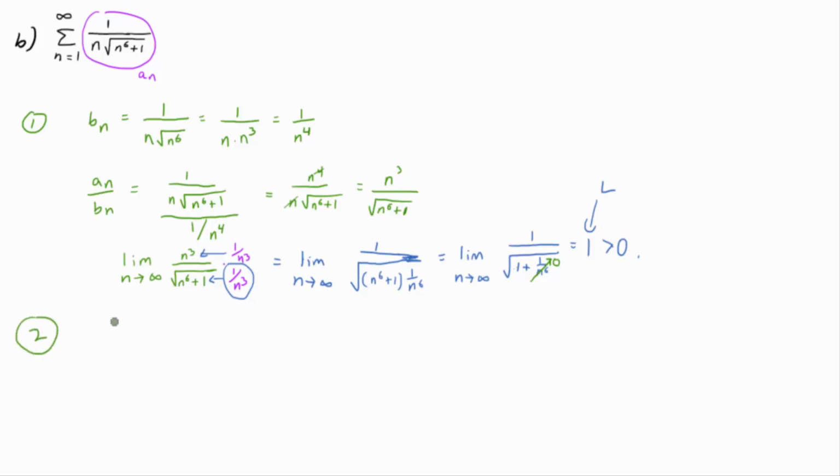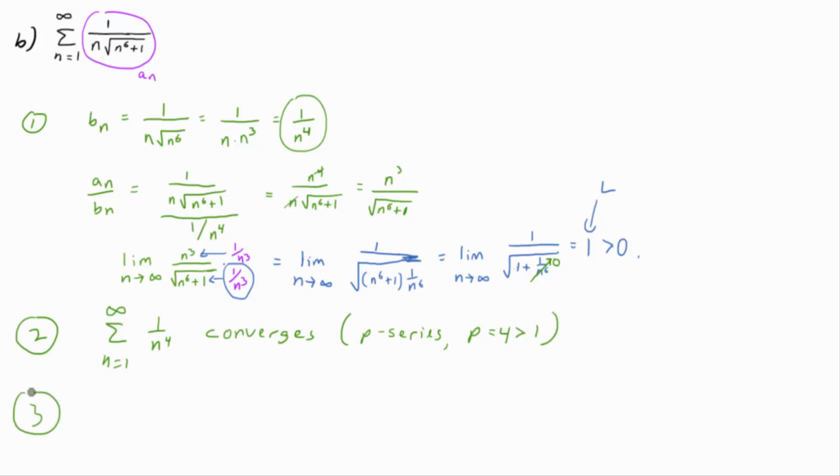Step 2, okay, you should already know what's going to happen. You're going to take the sum of what? N equals 1 to infinity. The simpler function. What does that do? Converges. Why? Yeah, it's a p-series. P-series, p equals 4, which is greater than 1. So what's the conclusion?